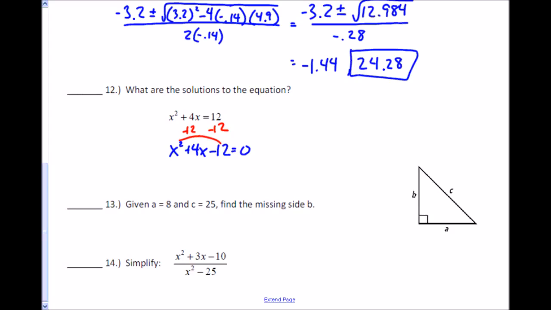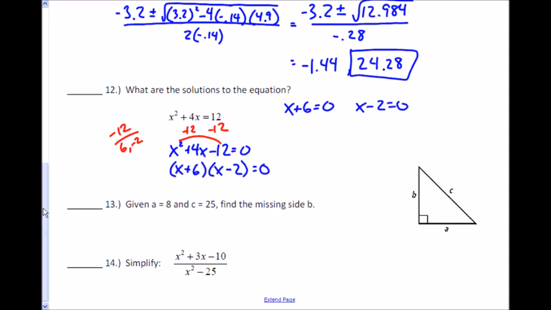I build a bridge. So two numbers that multiply to a negative 12 but add to a positive 4 are a 6 and a negative 2. So because I can come up with those, I can solve this by factoring. It's x plus 6 and an x minus 2. I can use my shortcut because I had a leading coefficient of 1. And now I set each factor equal to 0.